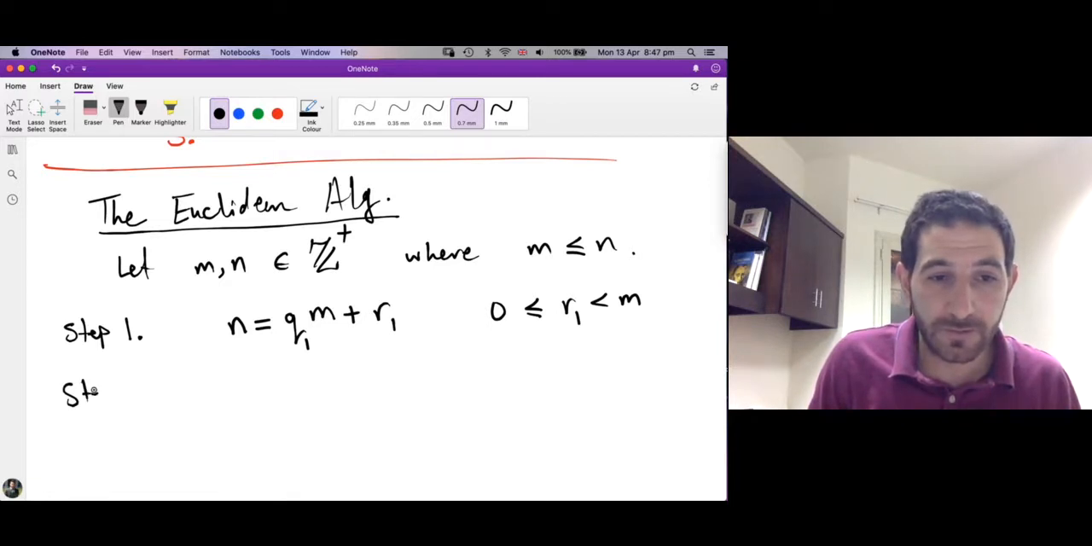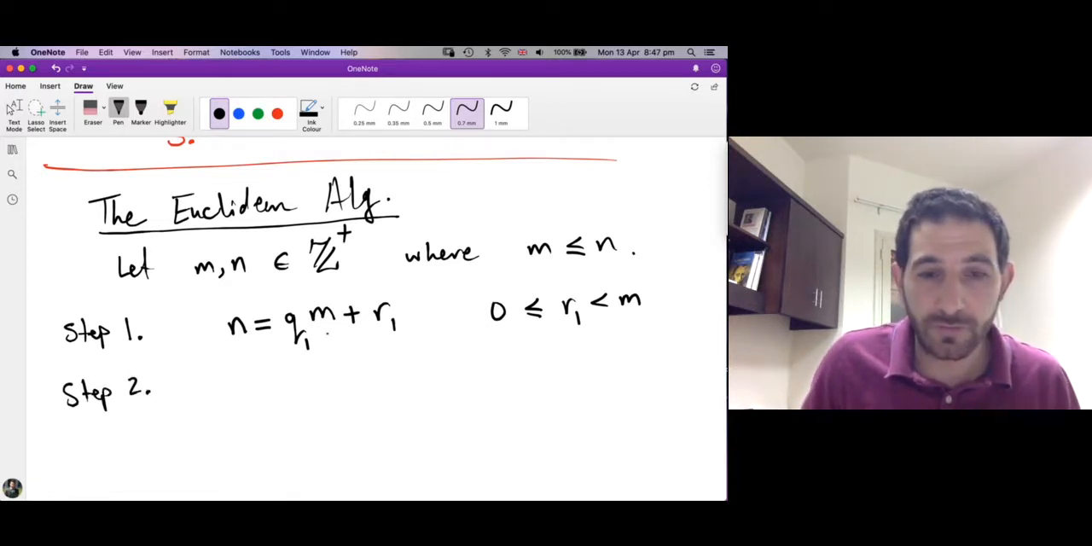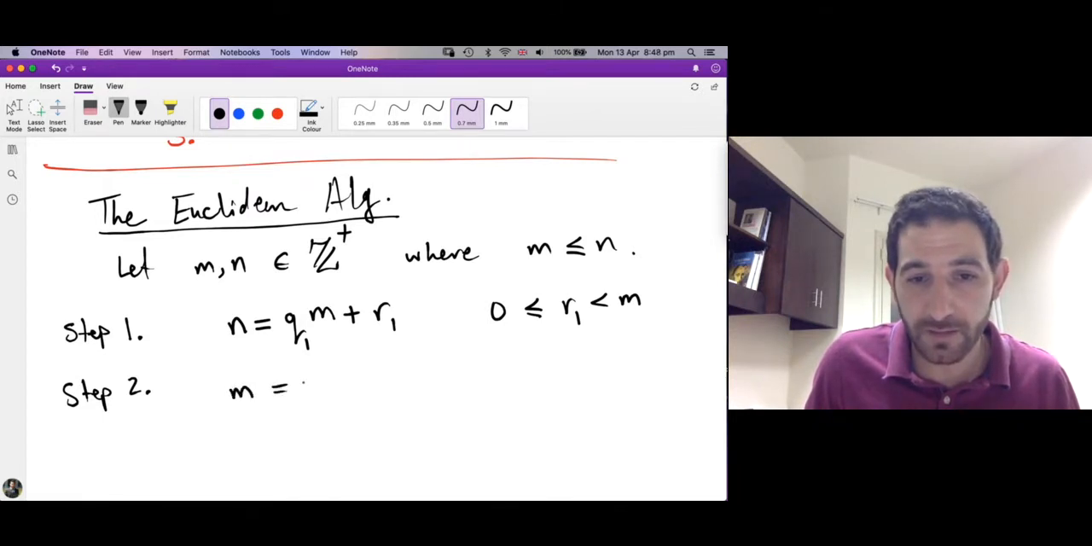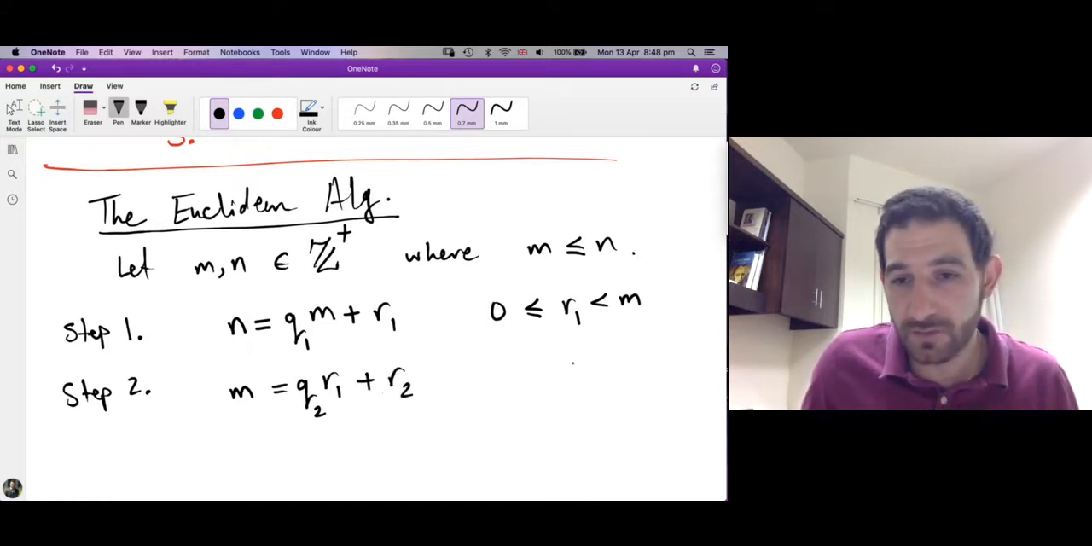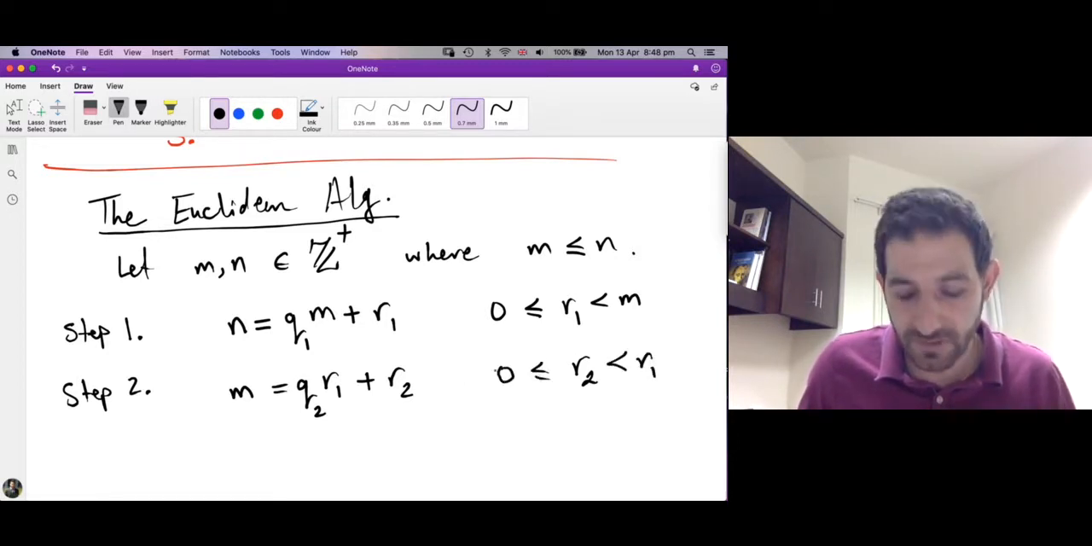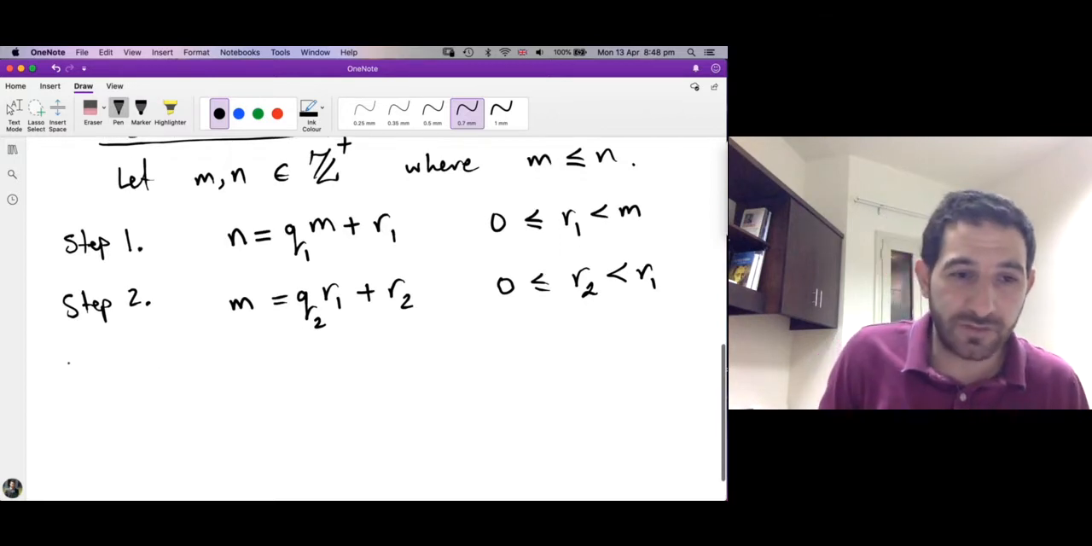Now step 2: what do we do? We divide m by r1. We apply the division algorithm again and obtain q2, so m equals q2 times r1 plus a new remainder r2, and notice that r2 should be strictly less than r1 and bigger than or equal to 0. Let's see what we do in step 3.